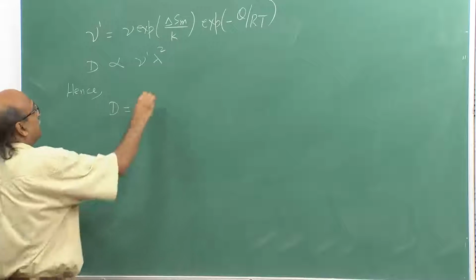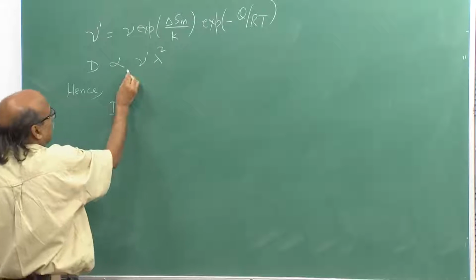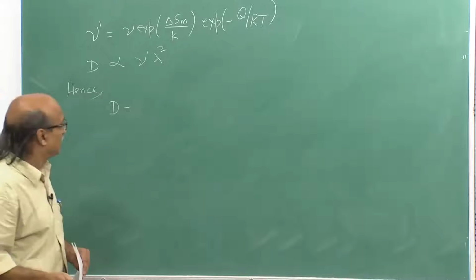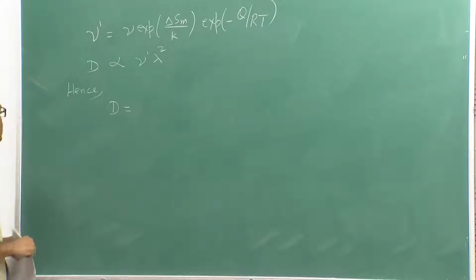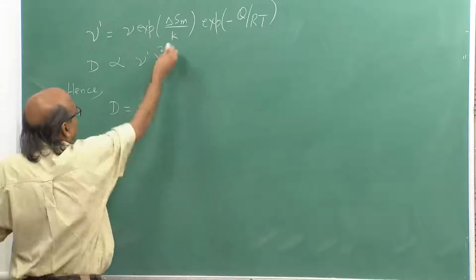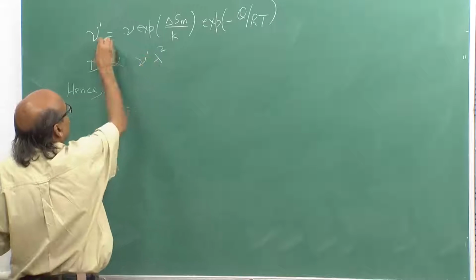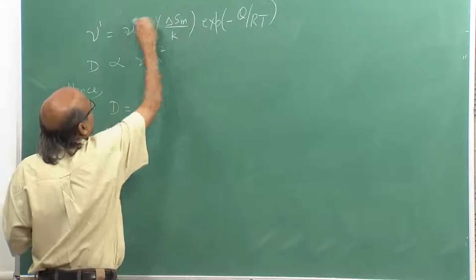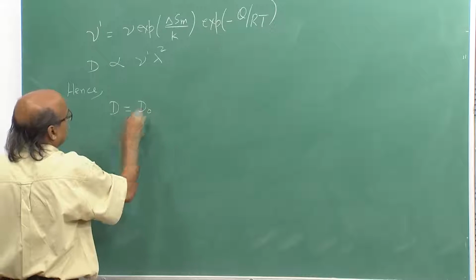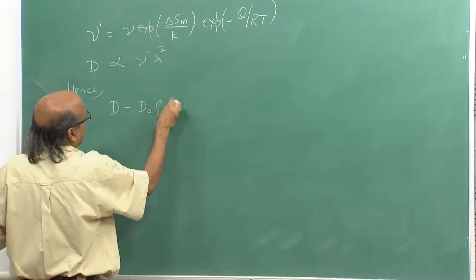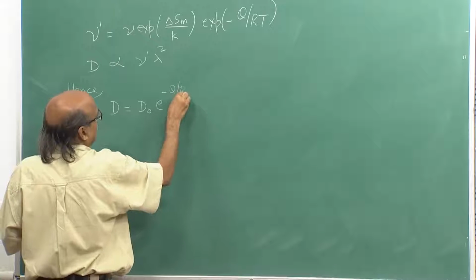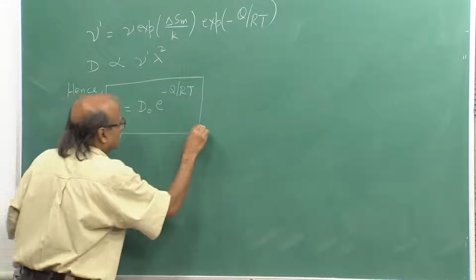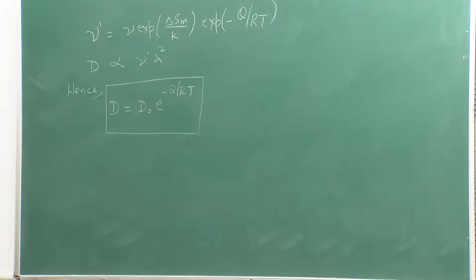I can lump everything into a constant of proportionality, which is going to be a function of the geometric factors, like what kind of crystal structure, in what direction you are considering diffusion, etc. In addition to that, the jump distance and nu prime. So D could be written with all the temperature independent terms lumped into the parameter D0, times e to power minus Q by RT. This represents the final expression for the diffusion coefficient as a function of temperature.